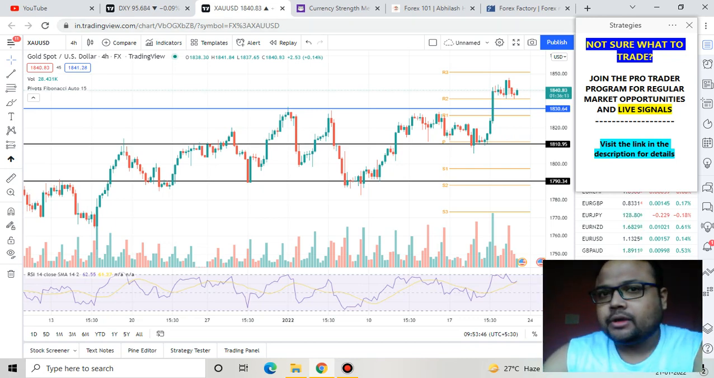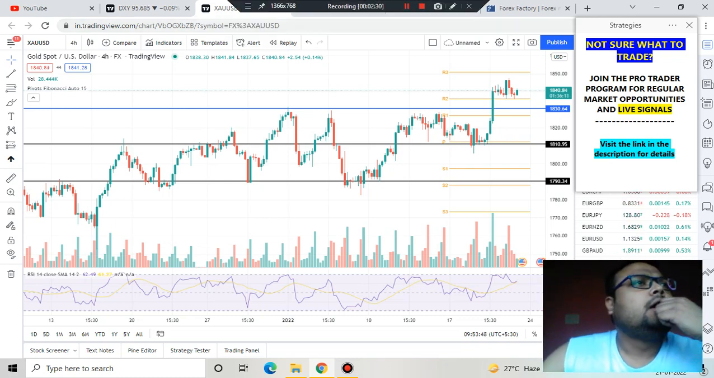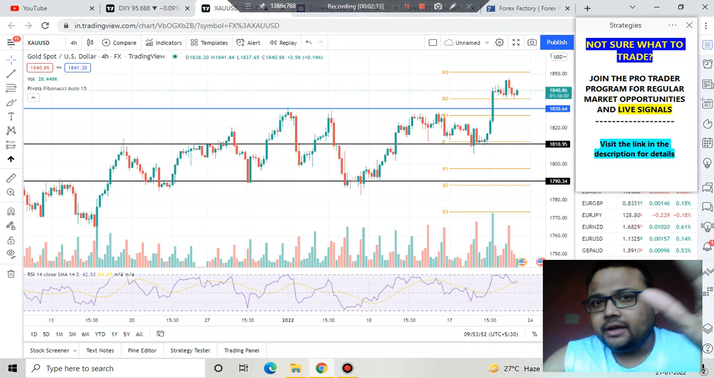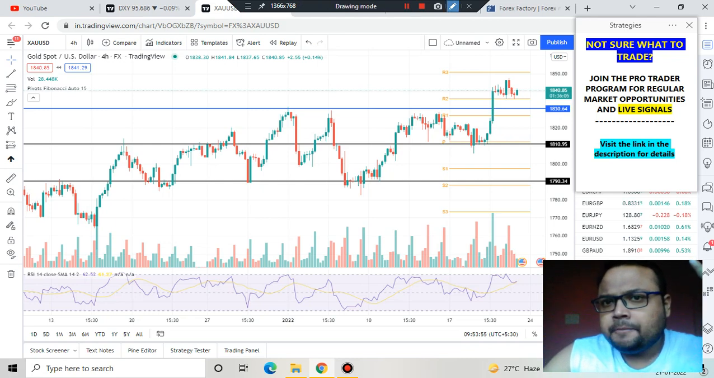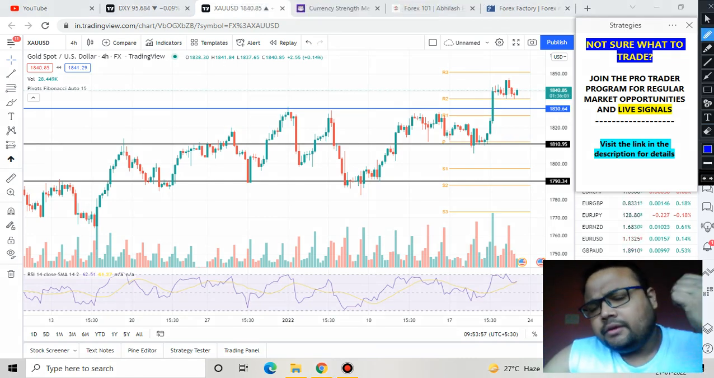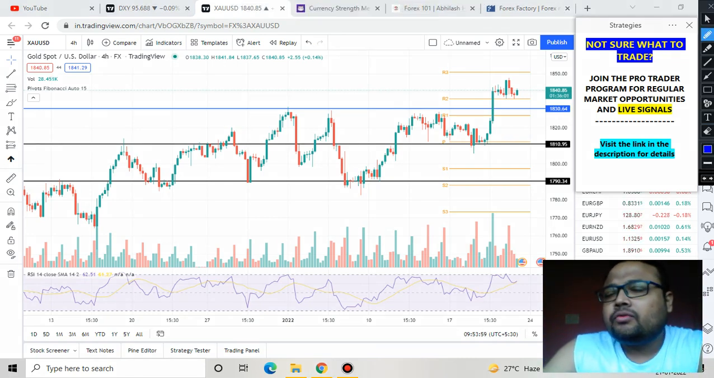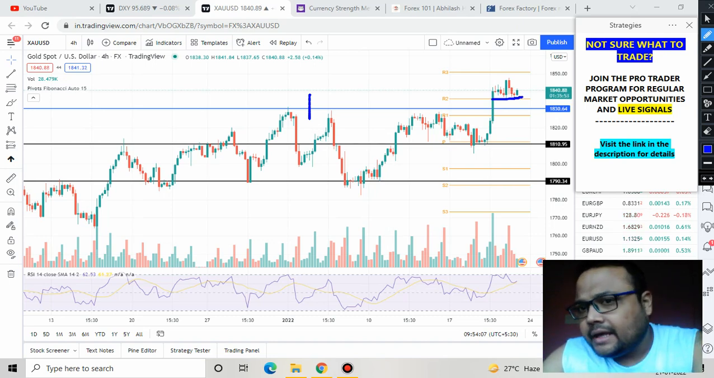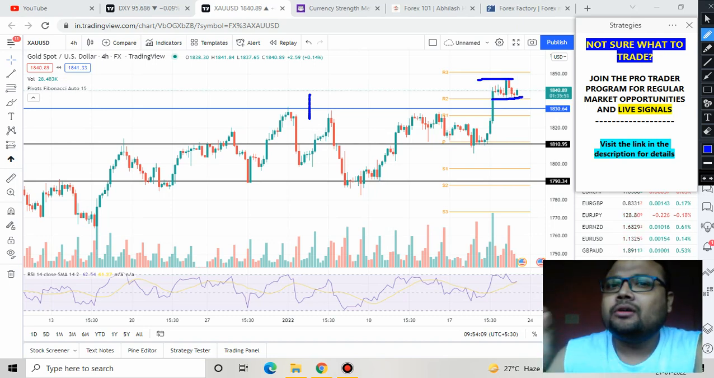To be honest, if you are looking for a safe trading opportunity, right now you do not have anything in hand. If you want to go for scalping or day trading, then yes, you can take a buy position when the market bounces from the 1836.37 level, and you can again short the market at this level. This is the only trading opportunity, for day trading purposes only.